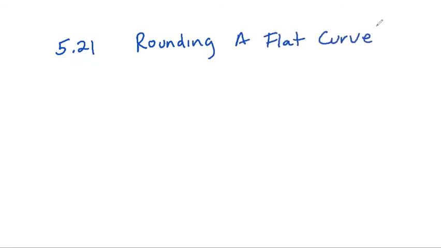Problem 5.21 is rounding a flat curve. It states the sports car in example 3.11 is rounding a flat unbanked curve with radius r. If the coefficient of static friction between the tires and the road is mu s, what is the maximum speed Vmax at which the driver can take the curve without sliding?